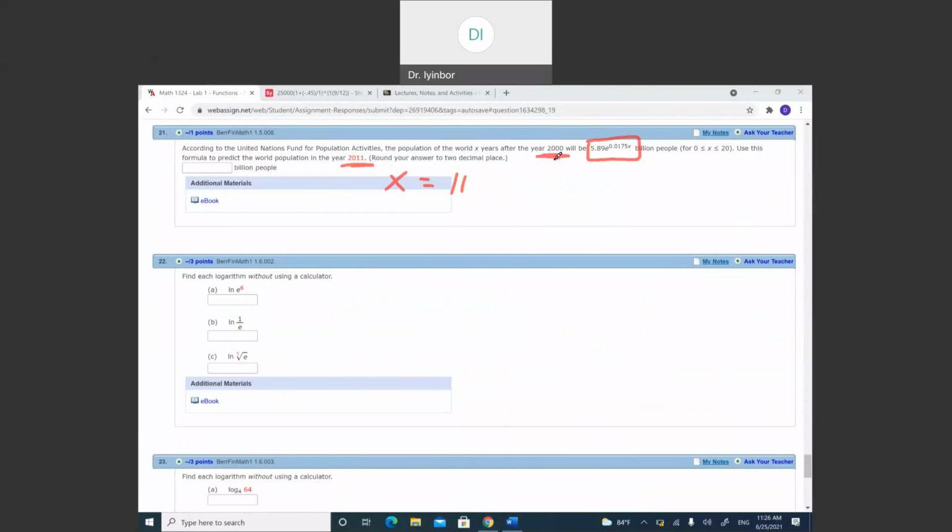The formula starts from 2000. So if you want to calculate the population, you have to count how many years after 2000. So X is going to be 11, so just put 11 in the place of X, and you're going to calculate it. It says round to 2 decimal places also. So when you get the number, you have to round to 2 decimal places. So I'm putting in the calculator 5.89 E 0.0175 times 11. That's my X. And that's what I need to put in my calculator, and then you're going to get the answer.